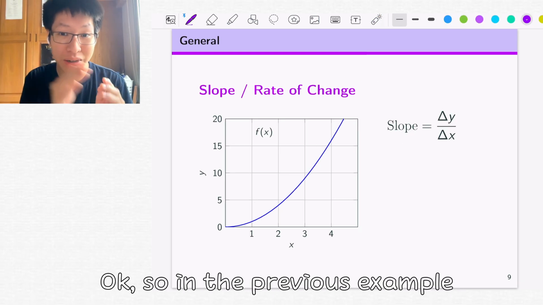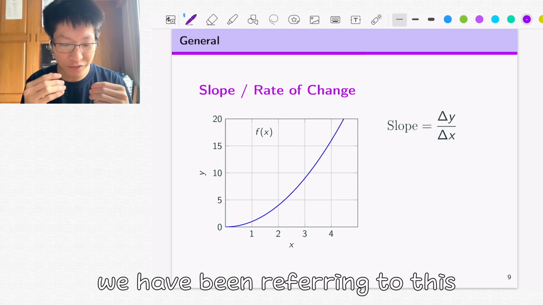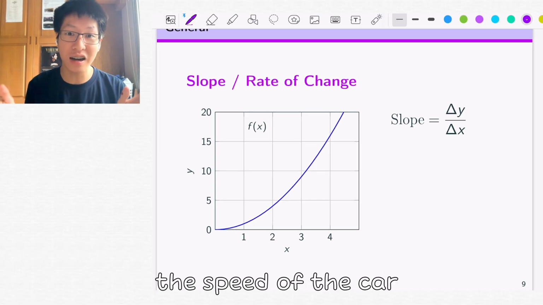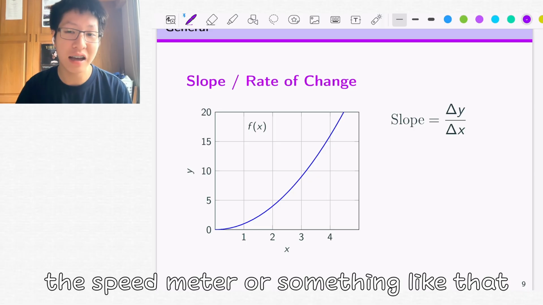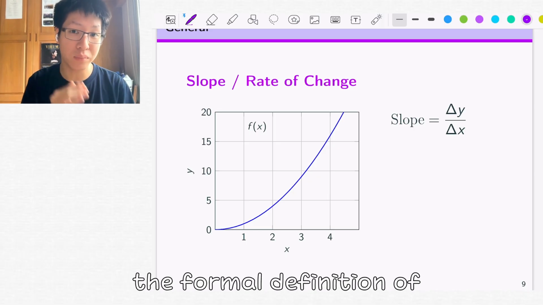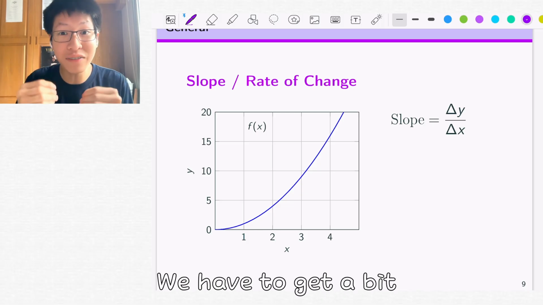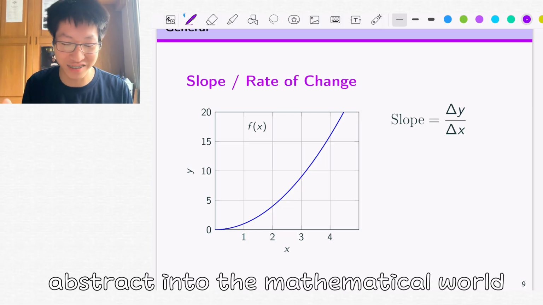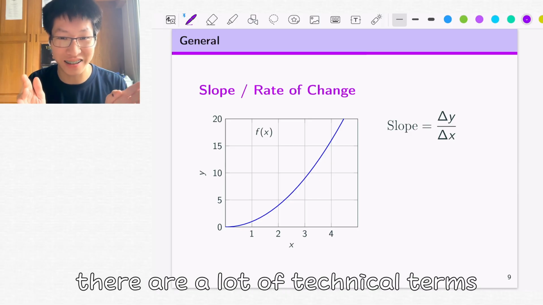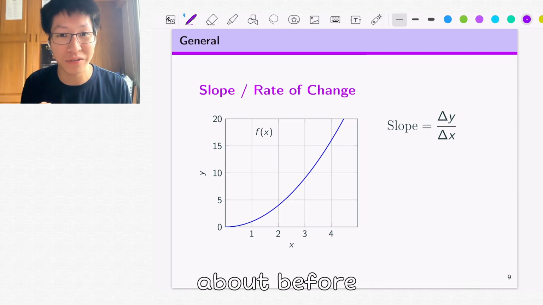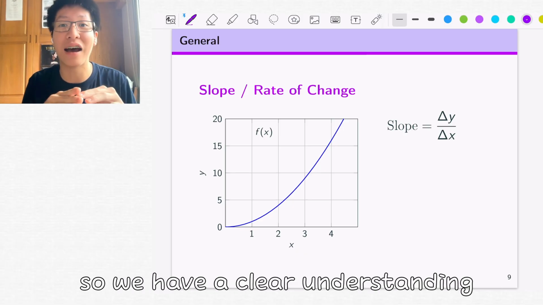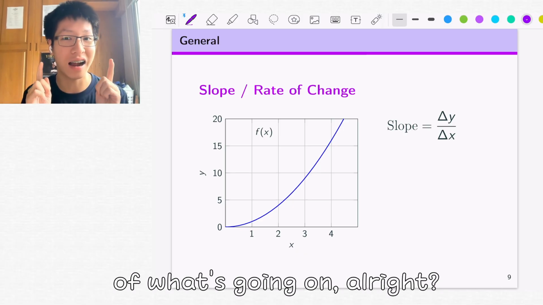Okay, so in the previous example, we have been referring to this kind of graph using things in the real world, right? The speed of the car, the speedometer, or something like that. Those are examples in the real world. But in order to determine the formal definition of the derivative, we have to get a bit abstract into the mathematical world. So let's do that. And you might see that in this slide, there are a lot of technical terms that I haven't talked about before. So let's look at some of these technical terms one by one so we have a clear understanding of what's going on. All right?